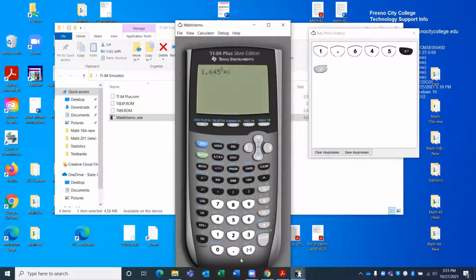Times 0.25. You don't have to put the 0 in the front. It's optional. Fine, take it or leave it. Divided by 0.02. Hit the squared button, and then hit enter. Don't forget to hit that last enter. There it is. 1691.26, and so on. Round it up to 1692.